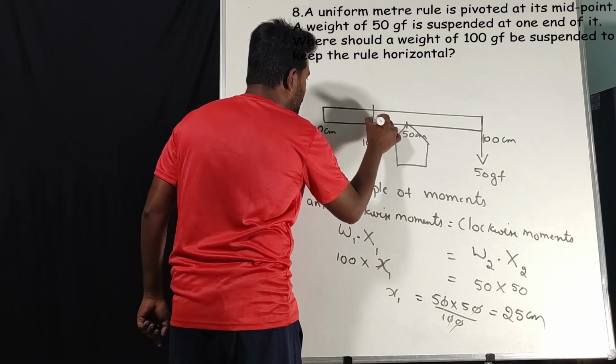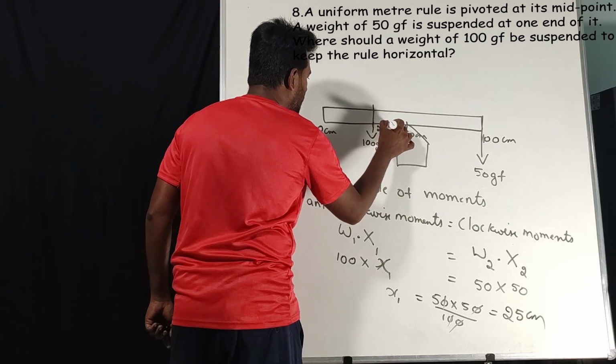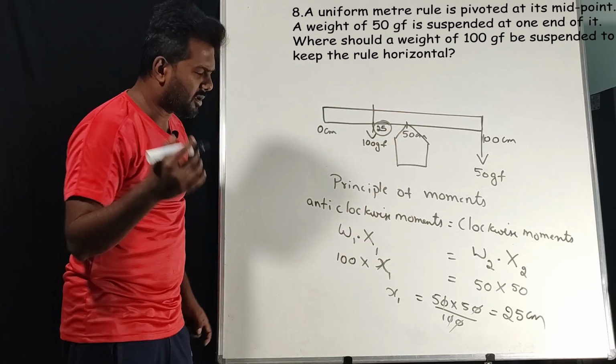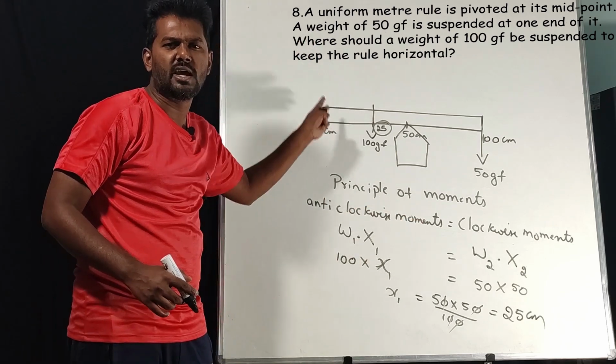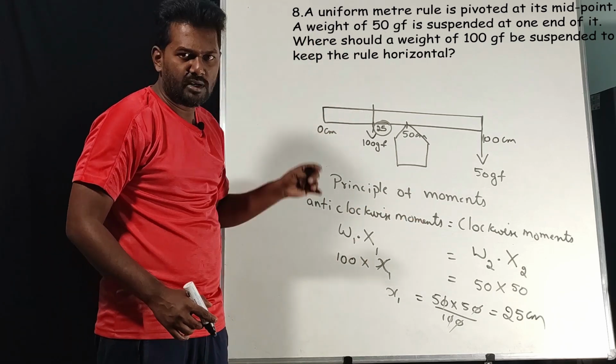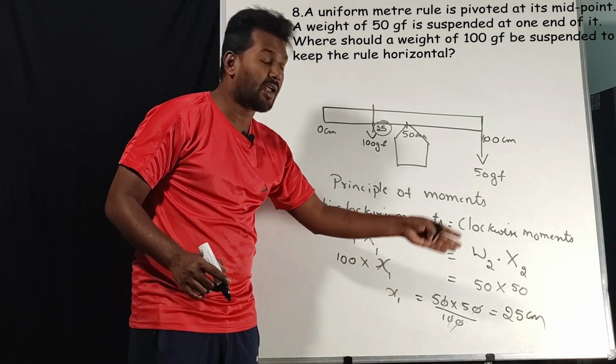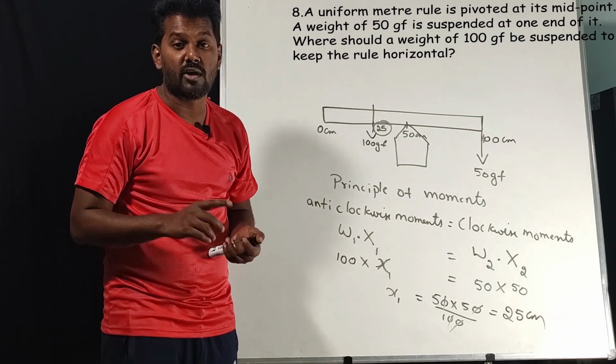50 minus 25, exactly at 25 we are going to place the load. See, you can say we got 25, so assume it is exactly at 25, correct? Assume x1 value is 20.